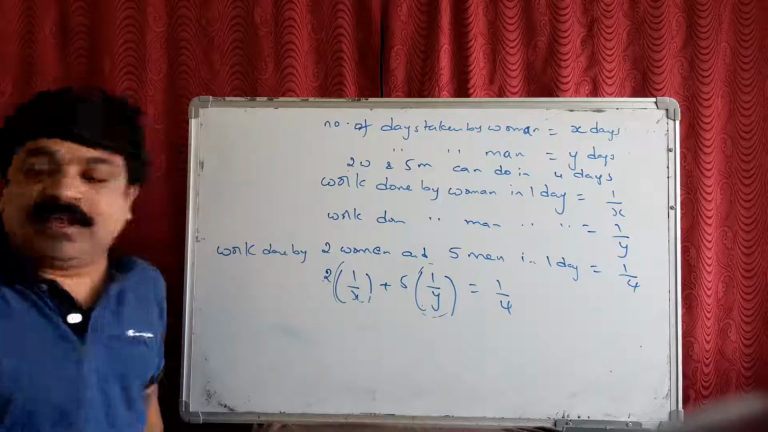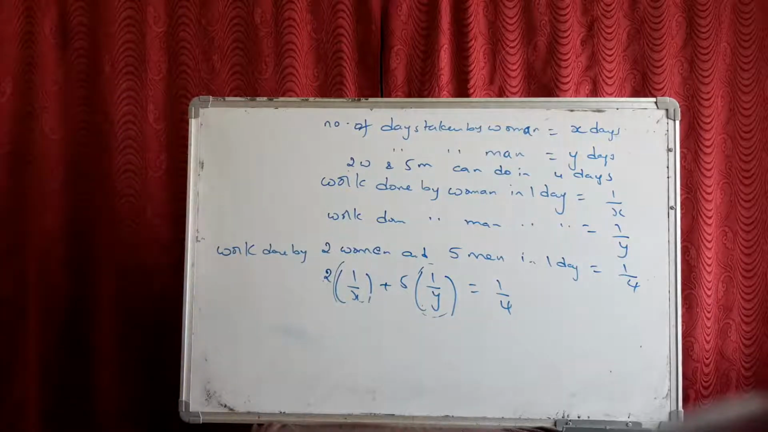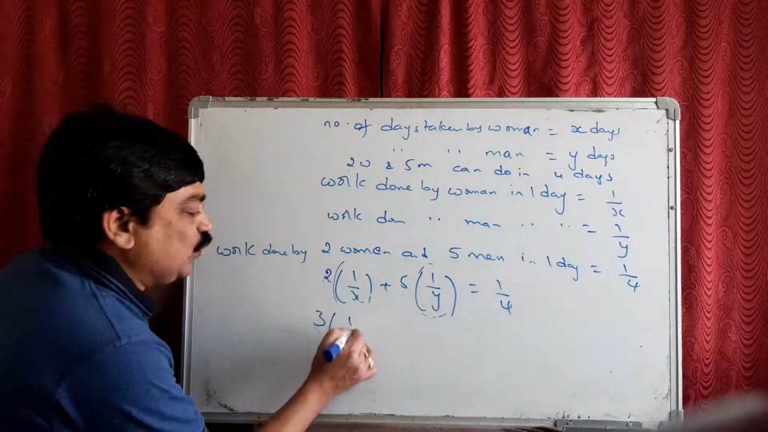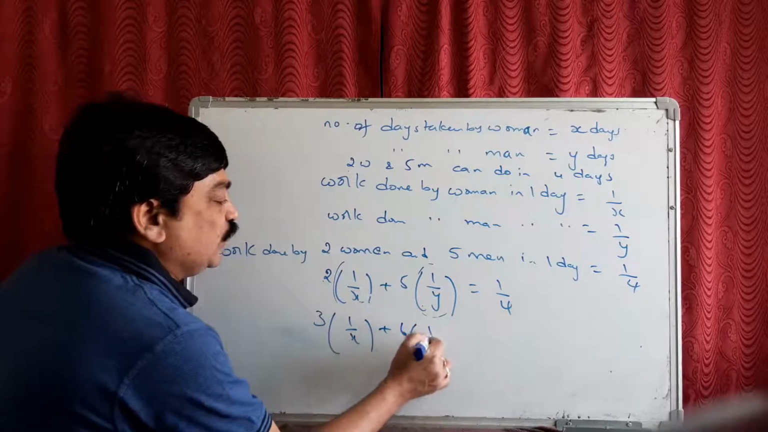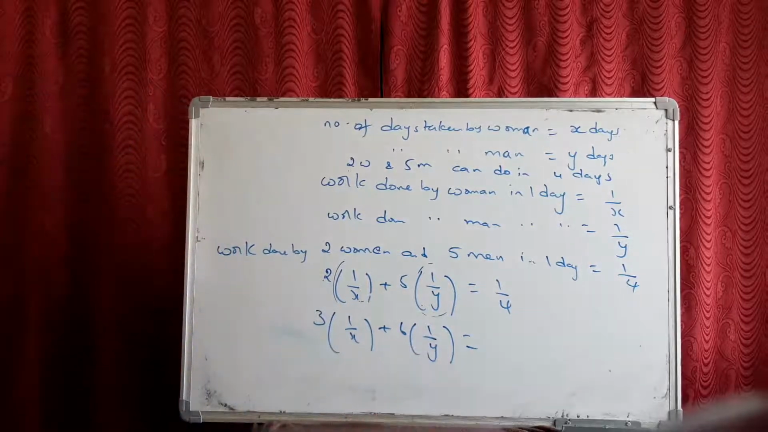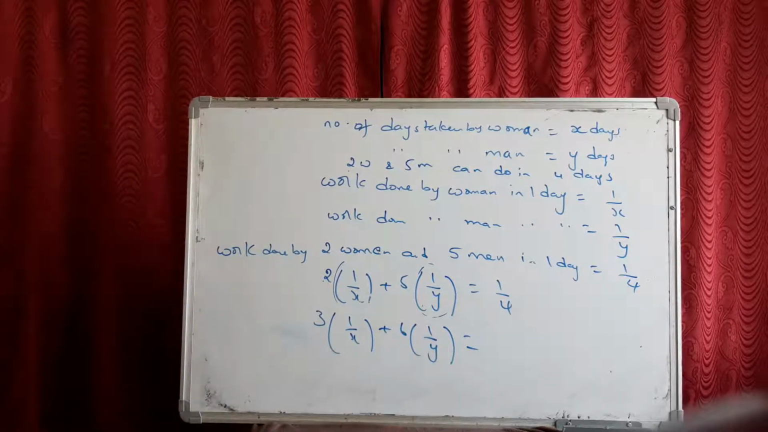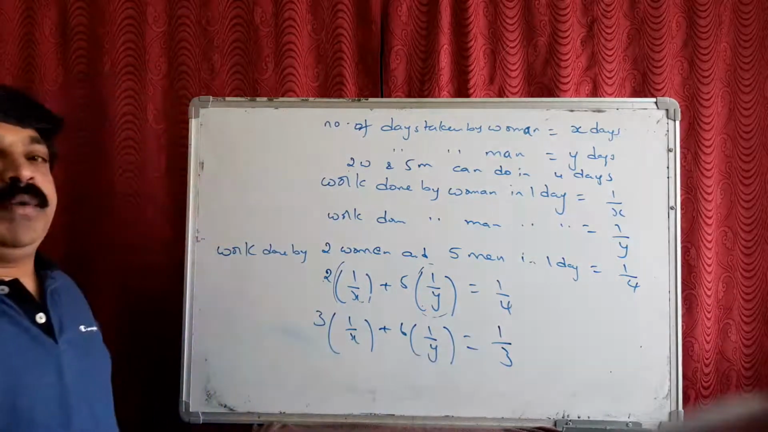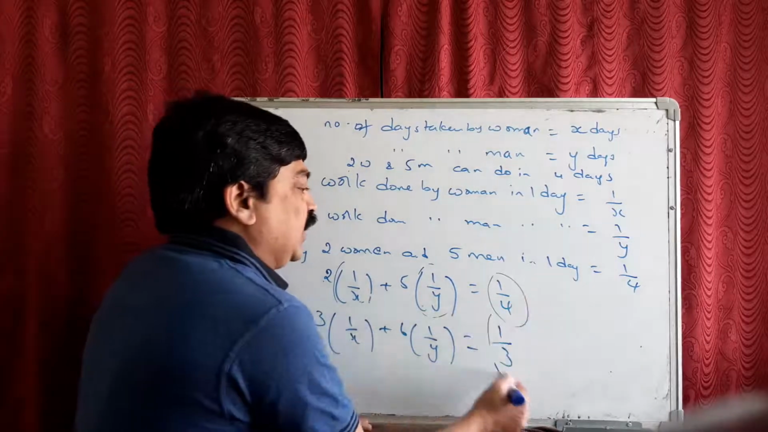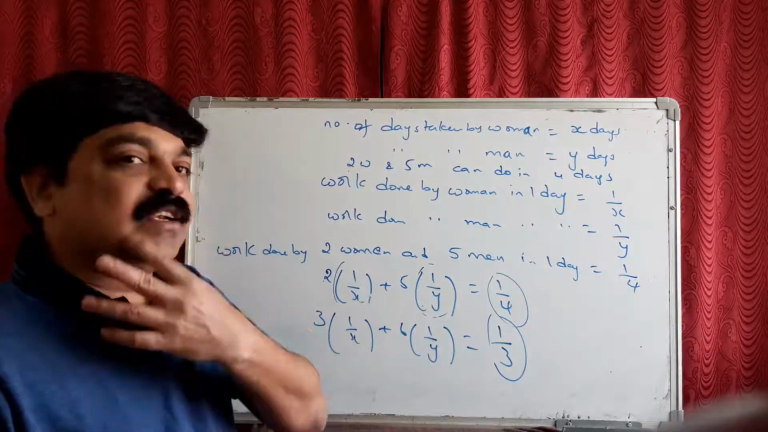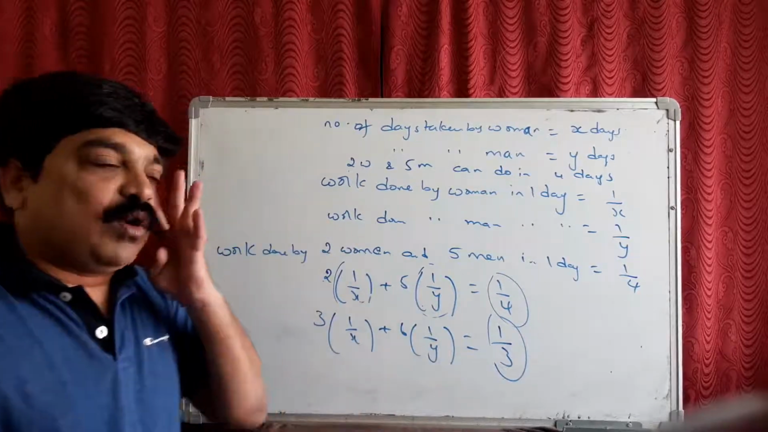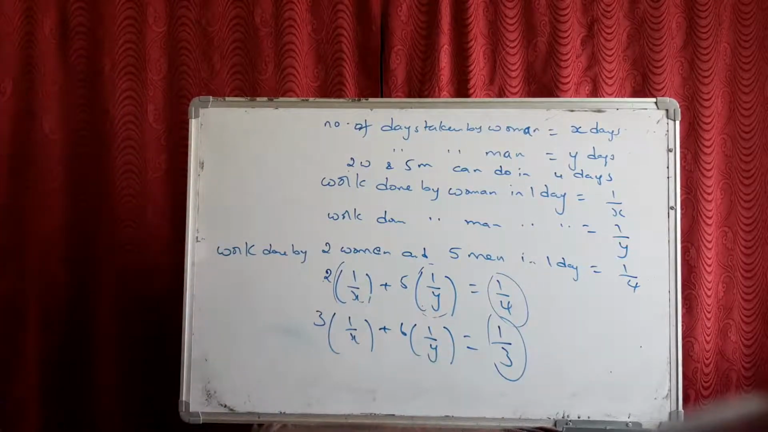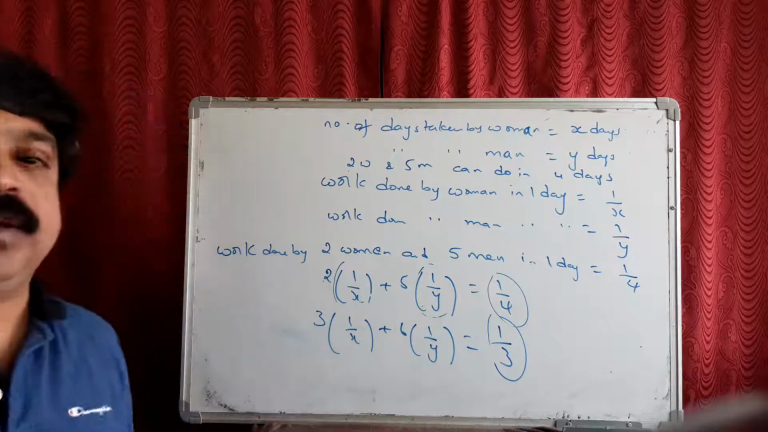Like that, in the same way, the second equation will be 3 women and 6 men: 3 into 1 by x plus 6 into 1 by y is equal to, for 3 days, the work done by them is 1 by 3. And these are important. If you miss writing these as fractions, then you are wrong. I'll solve this problem, guys, by taking 1 by x as u and 1 by y as v.